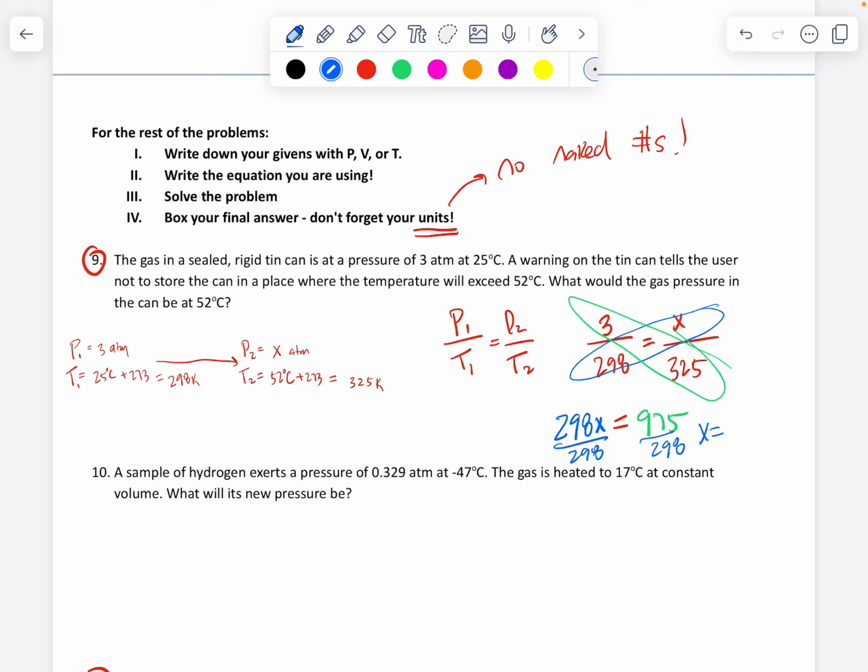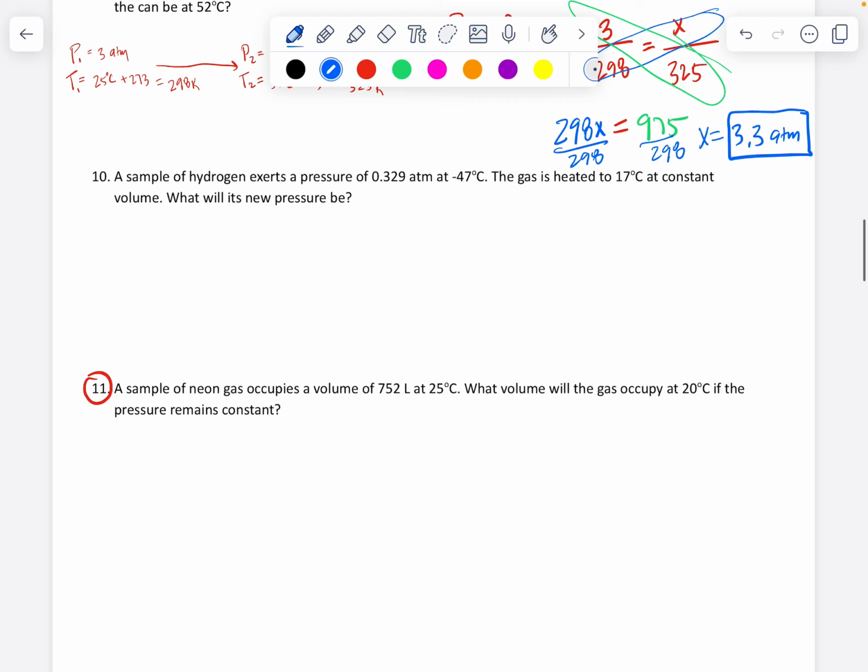Okay, and my x pressure is 298, 3.3 atmosphere. Done. Okay, 3.3 atmosphere. All right, so that's it for this question. Let's move on forward.